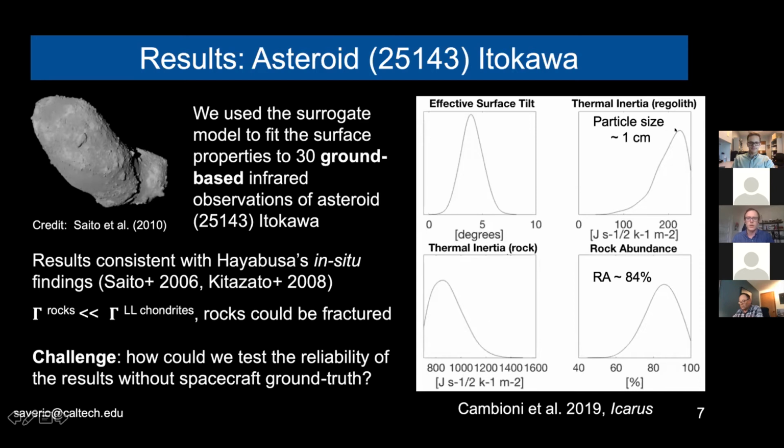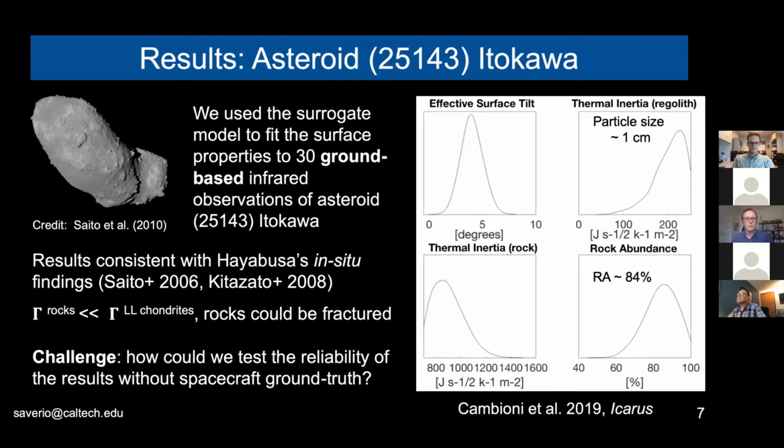The peak value corresponds to the most probable value for the surface. If you take this value of thermal inertia, it converts to centimeter size particles. The rock abundance is in the order of 80%, which means that the regolith abundance is in the order of 20%. And these two findings actually were nicely in agreement with what Hayabusa found once getting to the asteroid. And I would like to remind that our work was using ground-based observation.